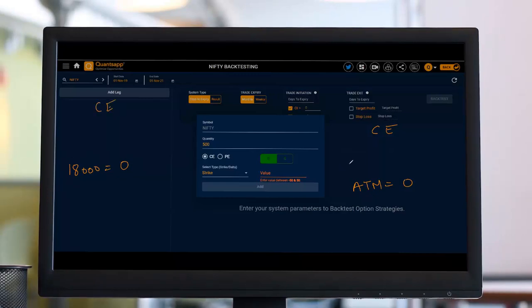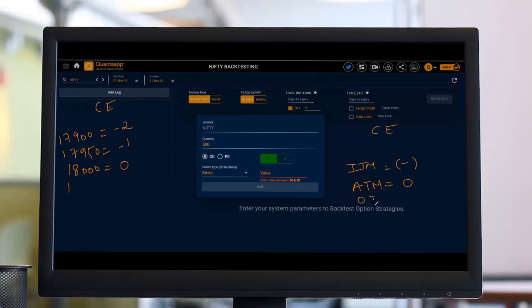If I want to go with an in the money option, which is n number of strikes in the money, I will type minus as my input. So let's say if I'm going for 17,950 call, which is one strike in the money, I will type -1. If I'm going for 17,900 call, I will type -2, which is 2 strikes in the money call option from the ATM.